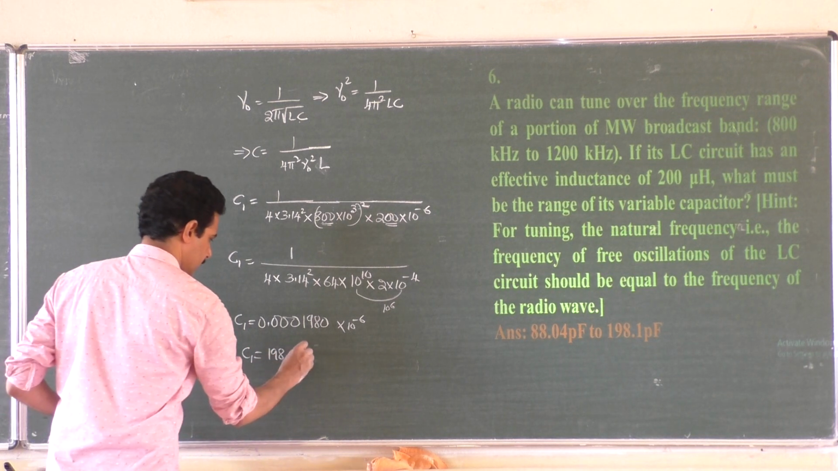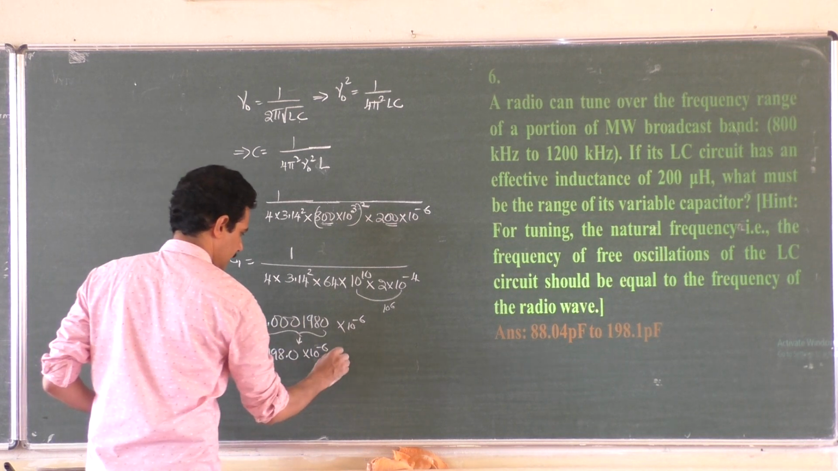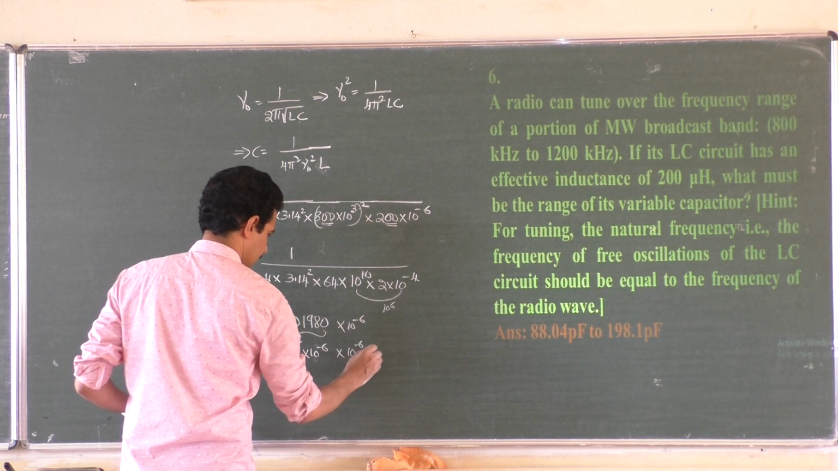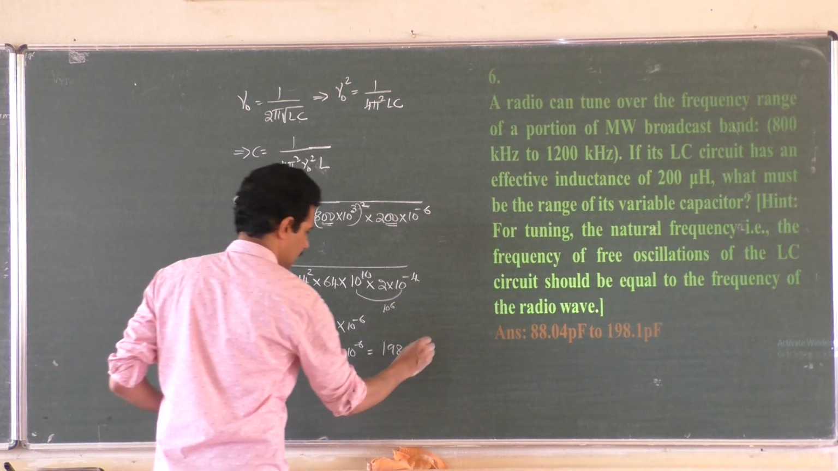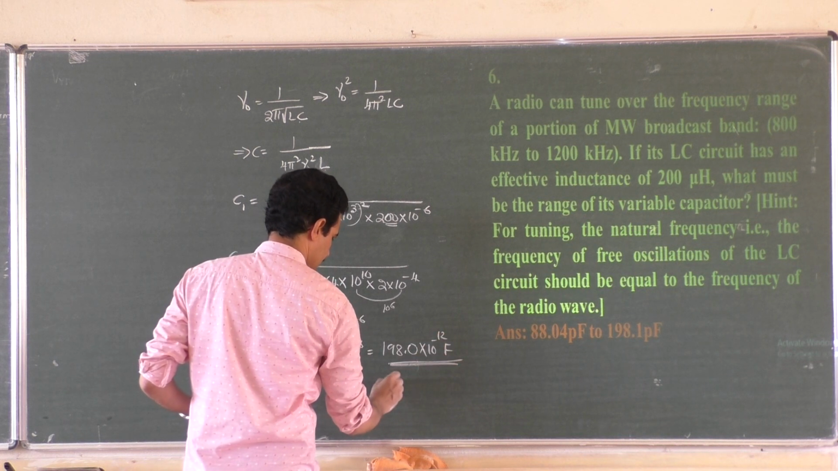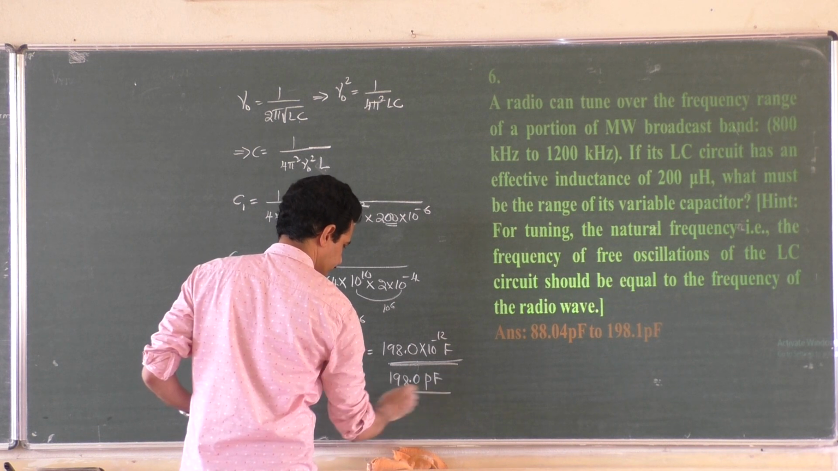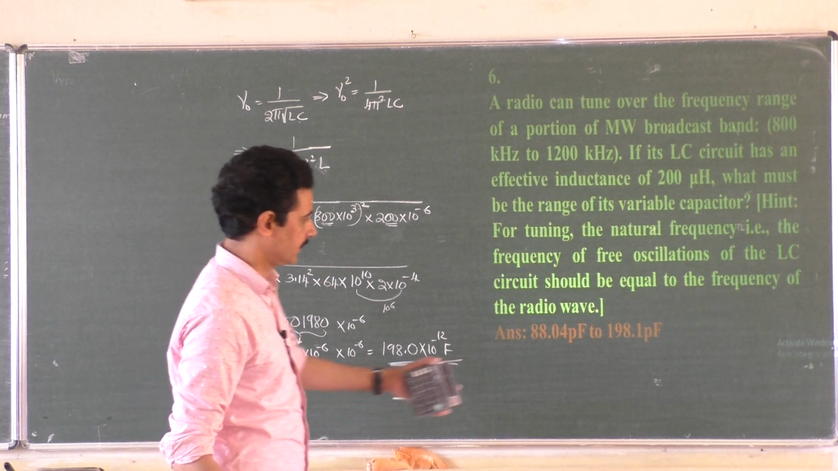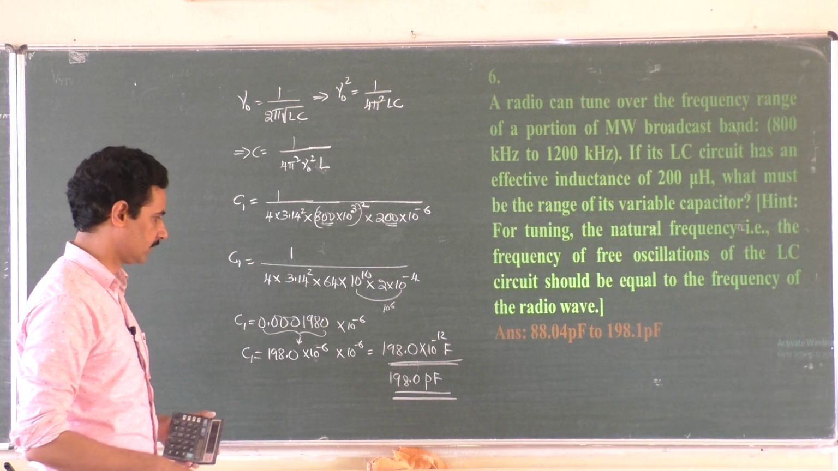198.0 into 10 to the power minus 6. That is this one, this much into 10 to the power minus 6. That is equal to 198.0 times 10 to the power minus 12 farad capacitance, that is 1980 or 198.0 picofarad. That is one answer. 0.1 they have written, of course that is 0.09 we have got.